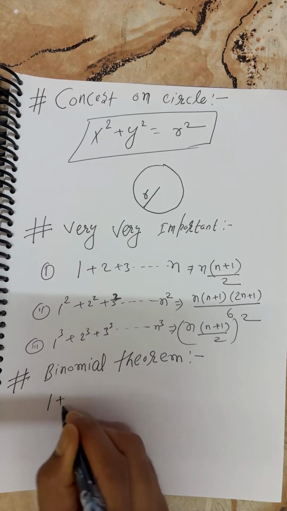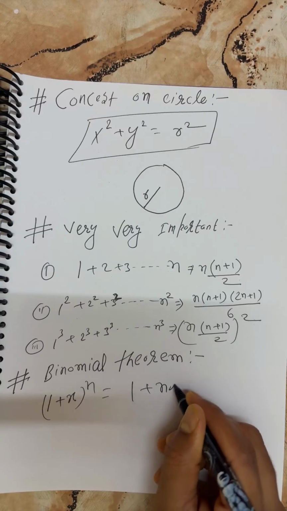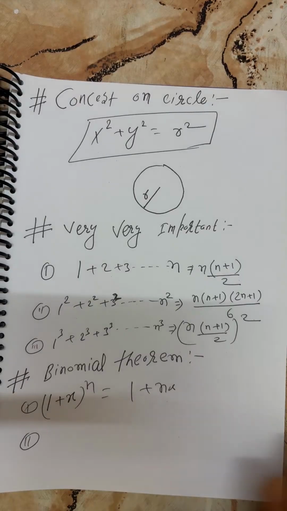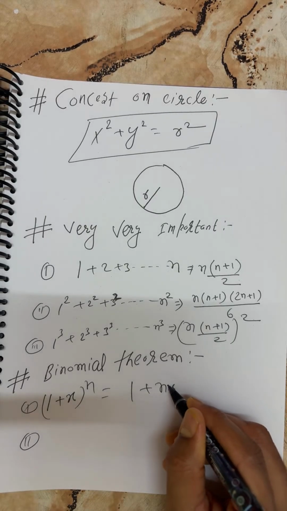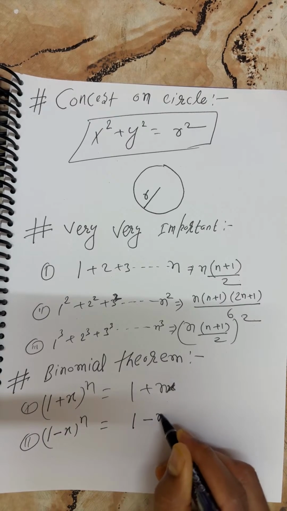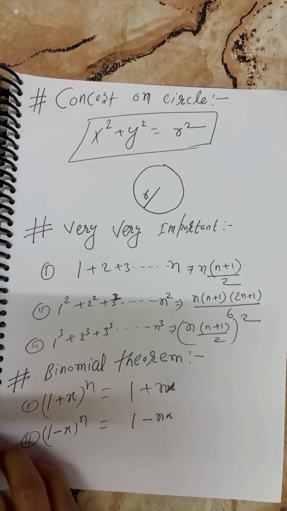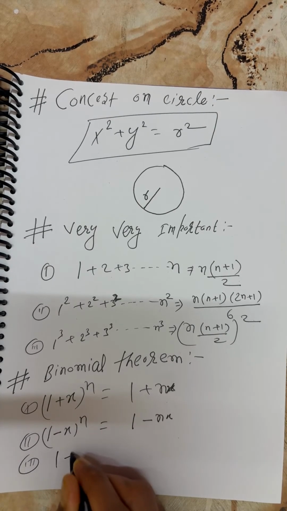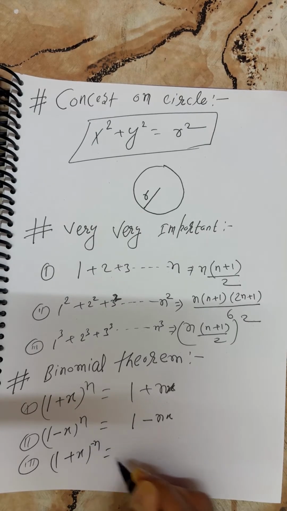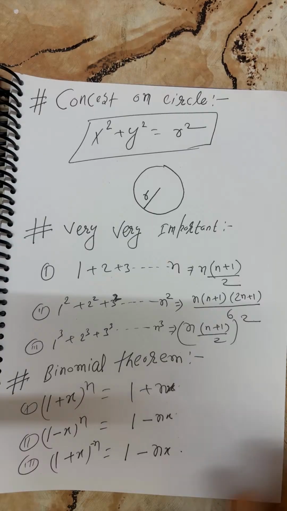Binomial theorem: 1 plus x to the power n is 1 plus nx. I'm not teaching the entire binomial theorem, just giving you an idea which we will use as a formula. Next, 1 minus x to the power n is 1 minus nx. Third, 1 plus x to the power minus n is again 1 minus nx. There are many series, but I'm not continuing here.